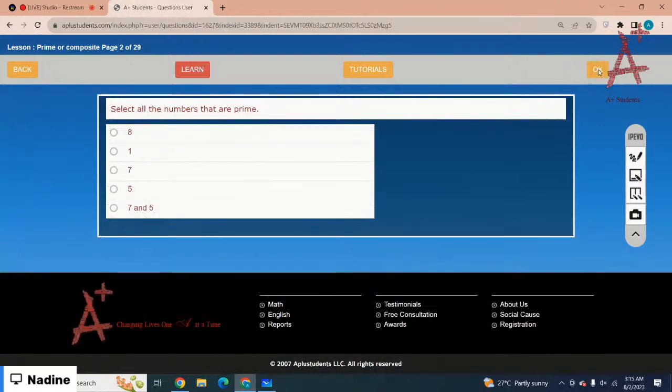Okay, we select all the numbers that are prime: 8, 1, 7 and 5. So which is the correct option? Select all numbers that are prime. So the only prime numbers are 7 and 5, because 7 times 1 is 7 and 5 times 1 is 5. So they are just 7 and 5.